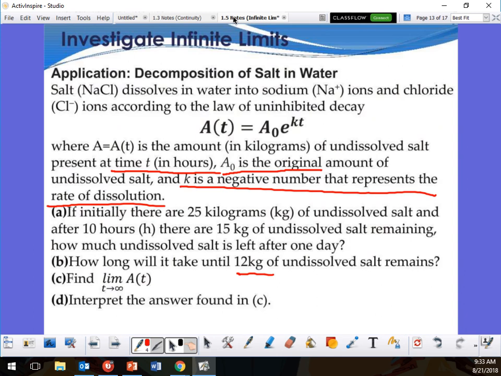Okay, so let's see. Find as t approaches infinity. As t approaches infinity. Zero? It should be going to 0, shouldn't it? I don't think it would go e to the power of infinity. Yeah, right. So it's going to approach 0 for this one.